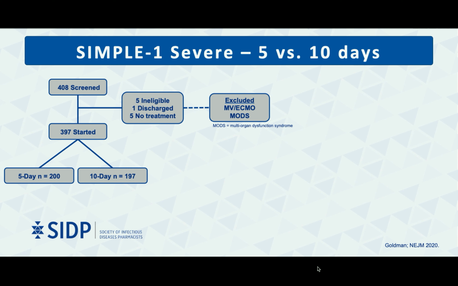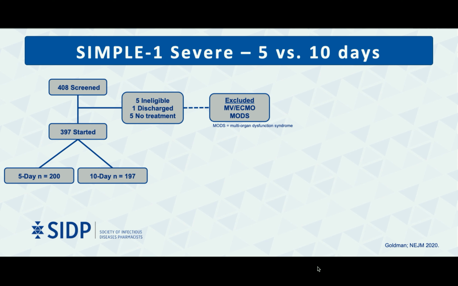So this next trial, referred to as the Simple 1 or the Simple Severe study, was the Gilead-sponsored trial comparing 5 versus 10 days of remdesivir in COVID-19 patients with an oxygen saturation of 94% or lower on ambient air or a supplemental oxygen requirement. Mechanical ventilation, ECMO, and multi-organ dysfunction syndrome were exclusion criteria, but there were a few patients that were enrolled meeting these criteria. 408 patients were screened, 11 were excluded or did not receive treatment, leaving 397 who were randomized and started therapy. This was 200 in the 5-day group and 197 in the 10-day group.